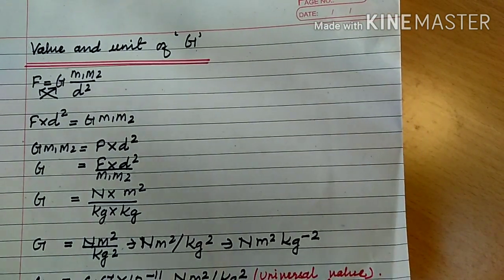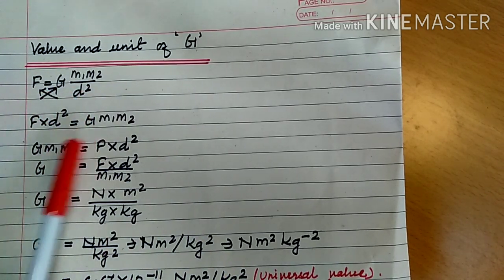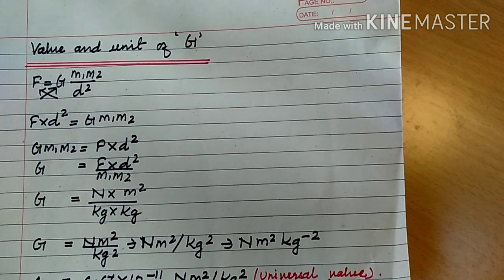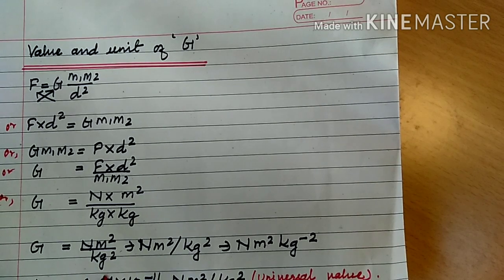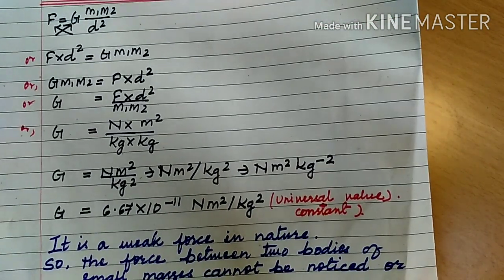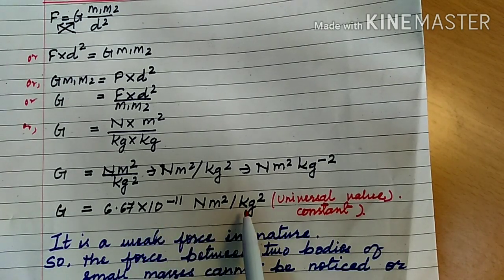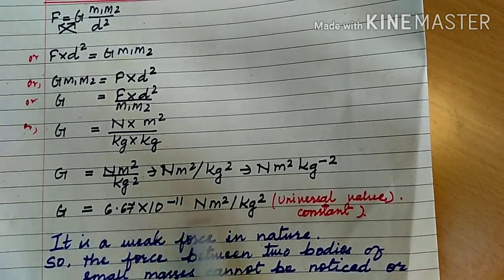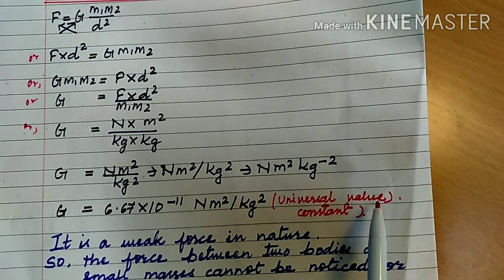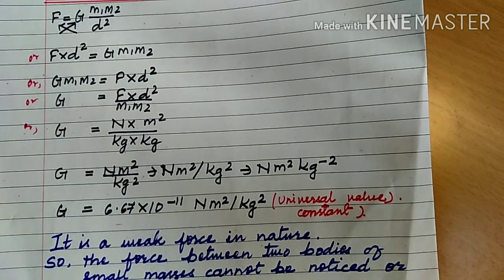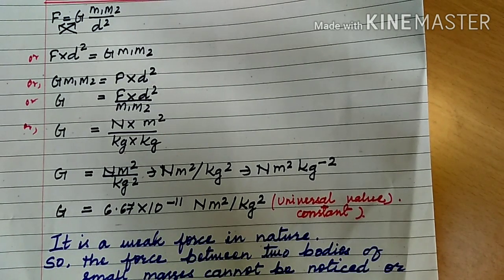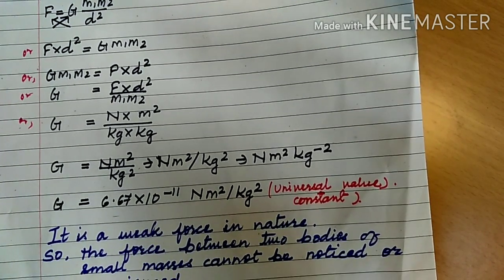Universal gravitational constant, the value and unit of G we'll see here. By taking this formula, doing cross multiplication and rearranging the equation, finally we have got Newton meter square per kg square, and its value is 6.67 into 10 to the power minus 11 Newton meter square per kg square. This is the value of G, and it is also called the universal gravitational constant. This value is constant everywhere in the universe, whether you measure it on the surface of the earth, the moon, or Jupiter, its value is going to remain the same. That is why it is called universal gravitational constant.